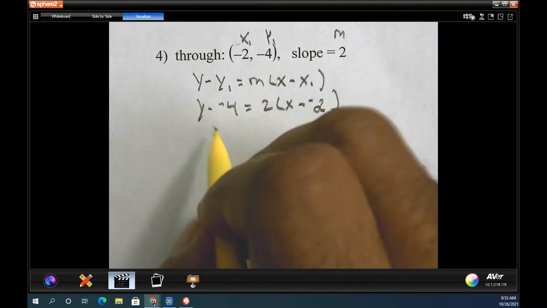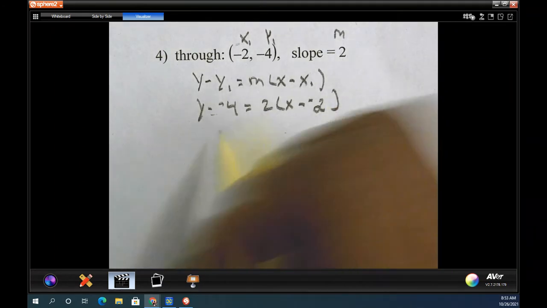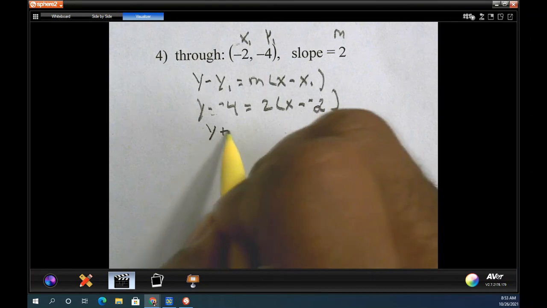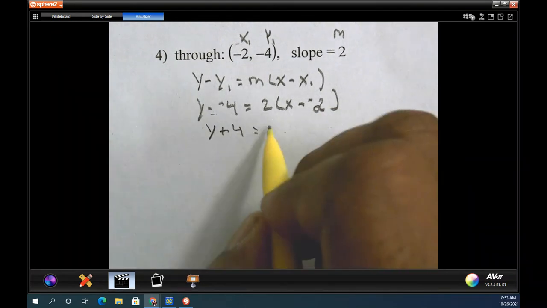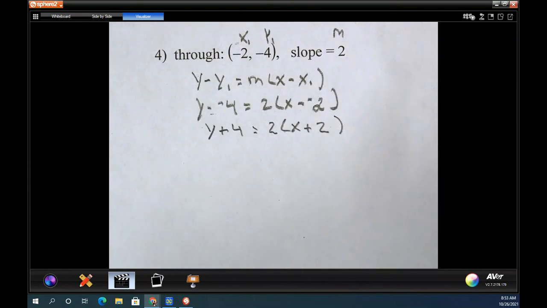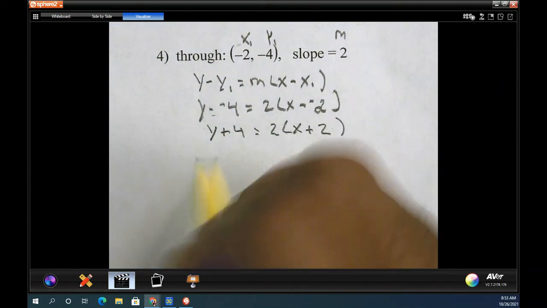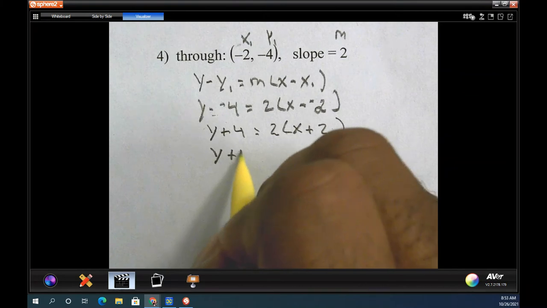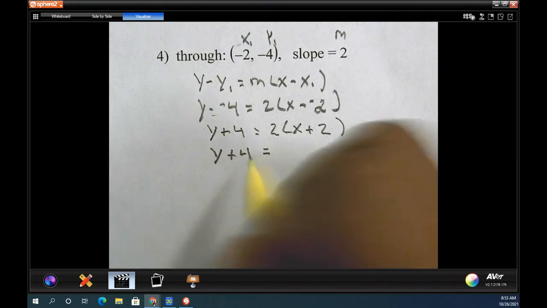Okay. Now this turns into minus a negative. We got 2 of them. So this becomes y plus 4 is equal to 2 times x plus 2. You distribute right here. Rewrite the left. I'm calling it the left because it's on the left side of the equal sign.